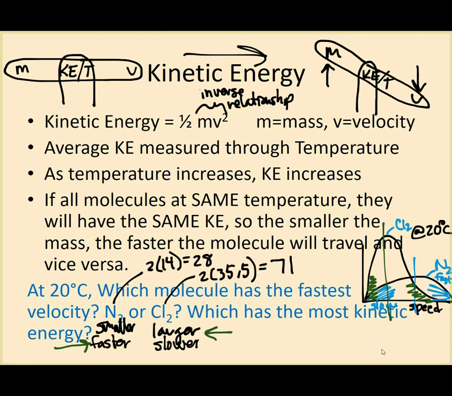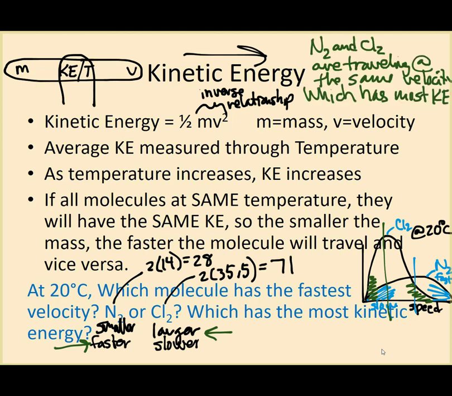Let's go ahead and do another relationship. So let's look at this problem. Nitrogen and chlorine are traveling at the same velocity, which has the most kinetic energy? So this time on my popsicle stick, I'm going to put my finger over the velocity. So that stays the same for both of them. And it says which has the most kinetic energy. So if my popsicle stick goes up with the mass, so it'll go up like this, I see that as my mass goes up, my kinetic energy will also go up.